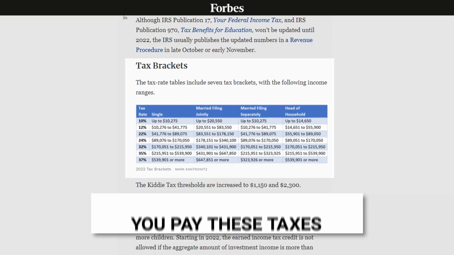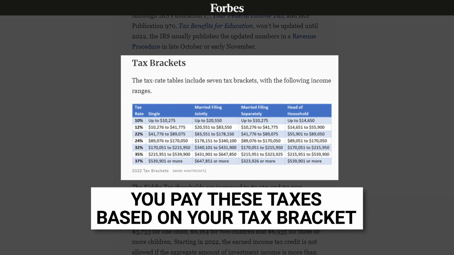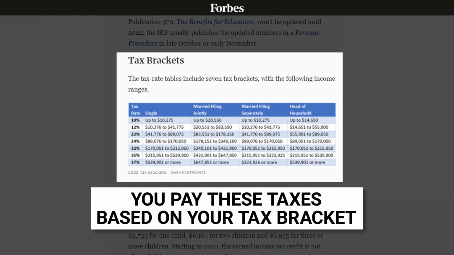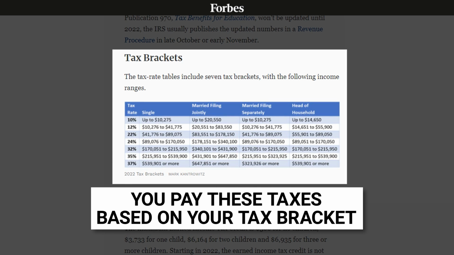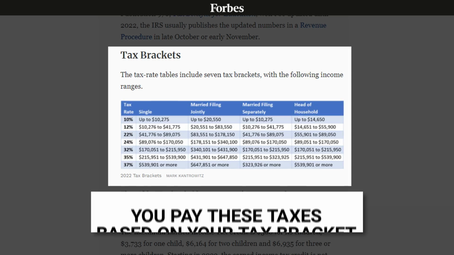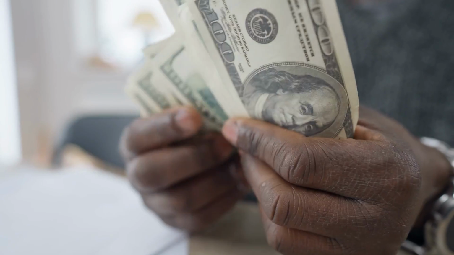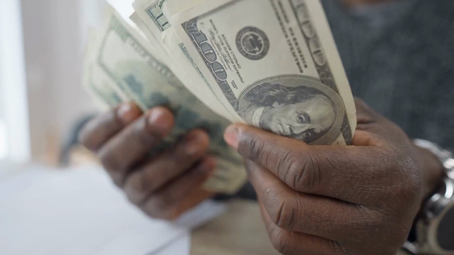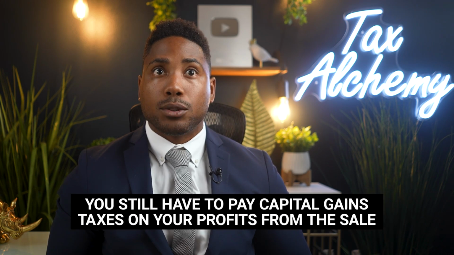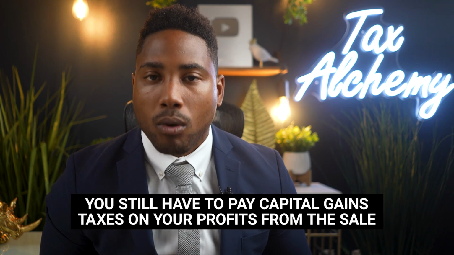Now, you would owe that $37,000 based on the tax bracket that you fall into. If you fall into the 24% tax bracket, then you owe around $24,000. If you fall into the 22% tax bracket, then you owe close to 22%, based on the amount of money you're taxed in each bracket. So after you pay the IRS for depreciation recapture taxes, you are free to keep the rest of the money that you make from the sale of the property. But if there are any capital gains left over, and you pay the depreciation recapture taxes, you still have to pay the capital gains taxes on your profits from the sale.